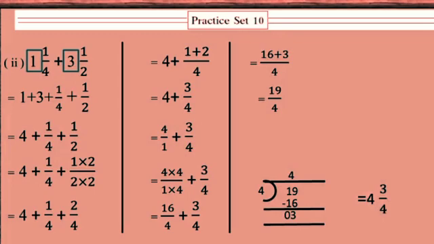So here we have to convert the denominator 2 into 4. So 1 upon 2, to convert the denominator into 4, we have to multiply it with 2. Numerator multiply by 2, denominator multiply by 2. So here the equation will be 4 plus 1 upon 4 plus 2 upon 4. Now adding both the fractions, we'll get 3 upon 4. Now 4 plus 3 upon 4. Again 4 is a whole number, so denominator will be 1. Here the equation is 4 upon 1 plus 3 upon 4.